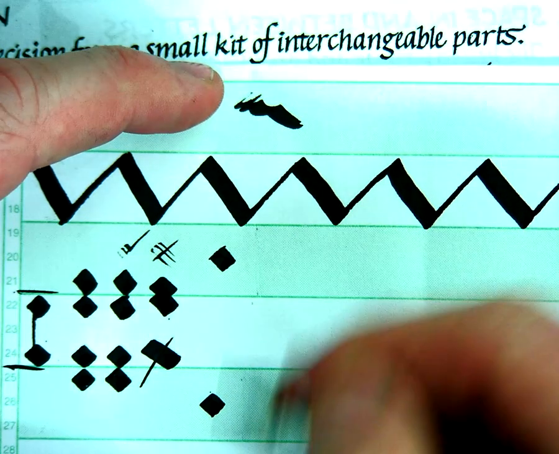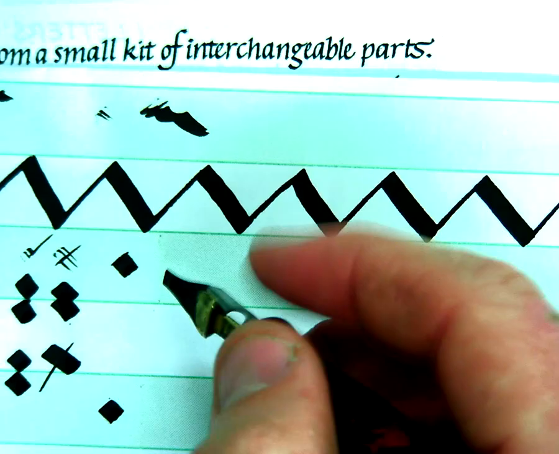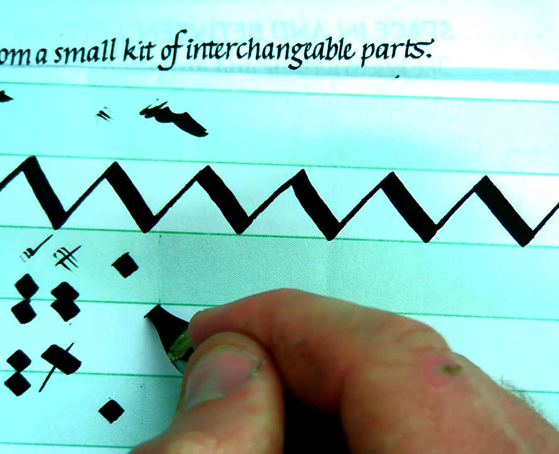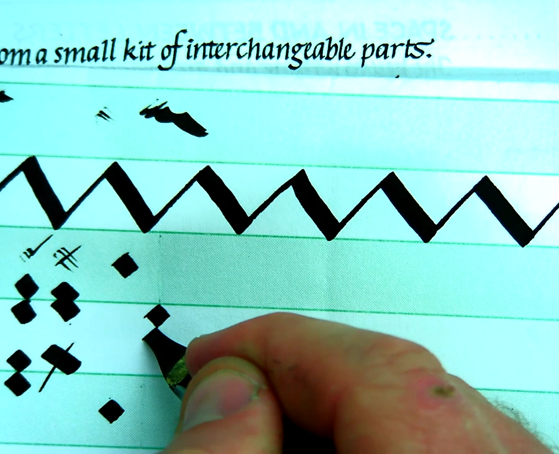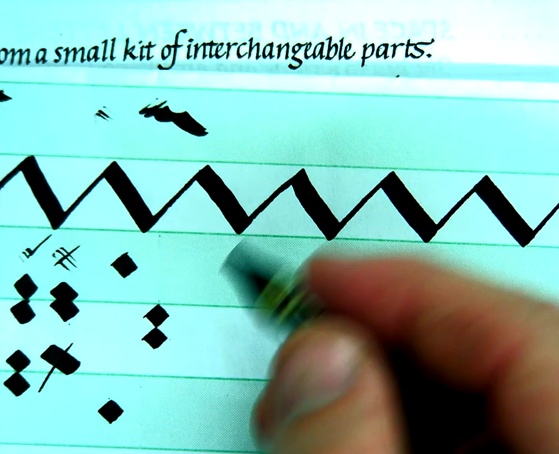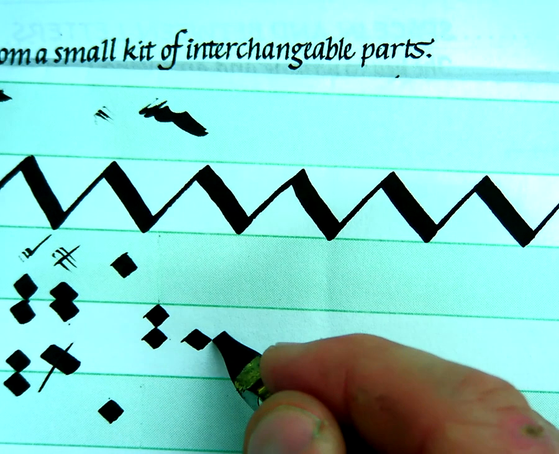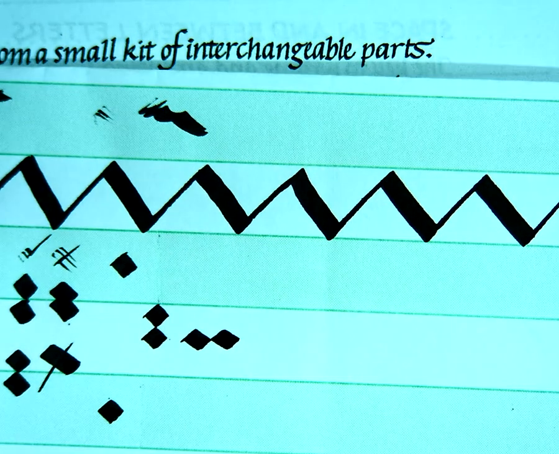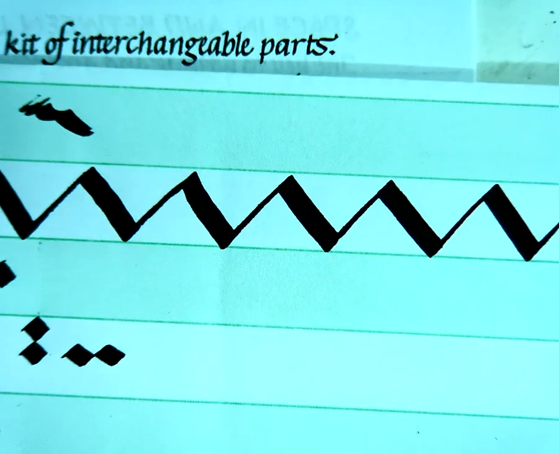So those will be good for ascenders and descenders. We will have diamonds on top of each other like so inside the X height. We will have diamonds floating in the center of the X height. So I'll zoom in there so you can see.